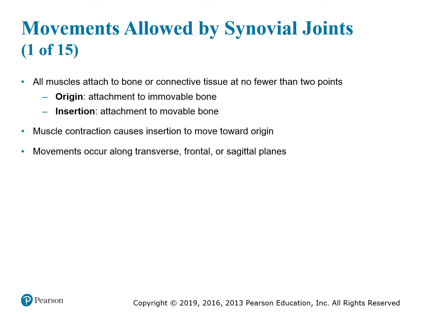Movements that are allowed by synovial joints. All muscles attach to bone or connective tissue with no fewer than two points. Those points are called the origin and the insertion. The origin is the attachment to the bone that is not being moved, and the insertion is the attachment to the bone that is being moved. Muscle contraction causes the insertion to move towards the origin. Movements occur along the transverse, frontal, or sagittal planes.